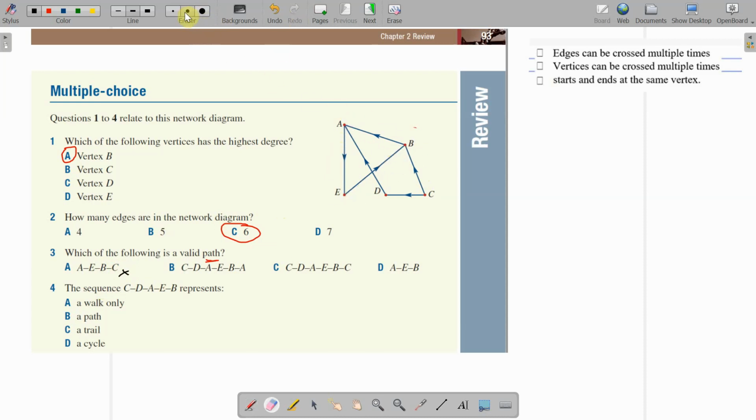What about option B? Starting at C this time, we go to D. That's all good so far. And D to A. Now remember, we're not allowed to repeat any vertices or edges. A goes to E. E goes to B. And B goes to A. So we've got a repeated vertex there. So that's not a path either. Okay, next one.